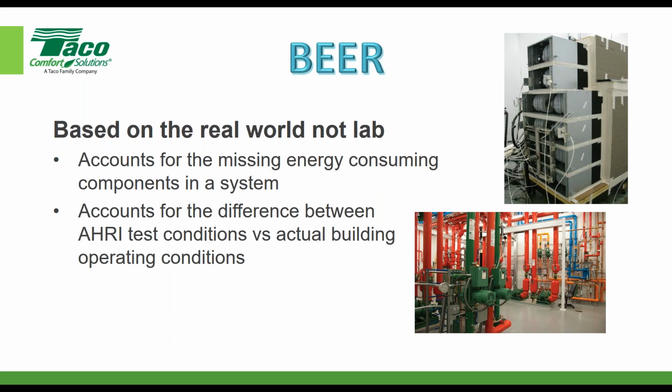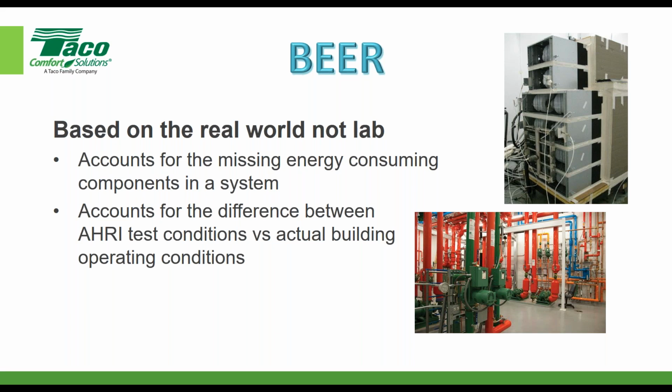For instance, IEER ratings for cooling are based on entering air temperatures of 80 degrees dry bulb. Well, in the real world, no one sets their thermostat to 80 degrees for cooling. I don't want my office in my building at 80 degrees. Most are set around 72 degrees. This is a quick example of the difference between lab and real world, but that efficiency can differ by up to about 10% just from having that higher entering air temperature.